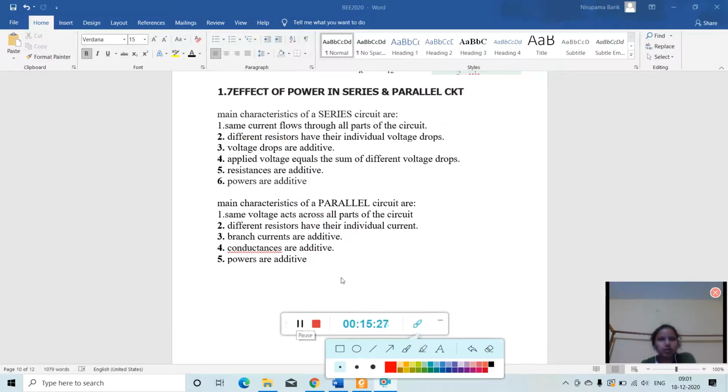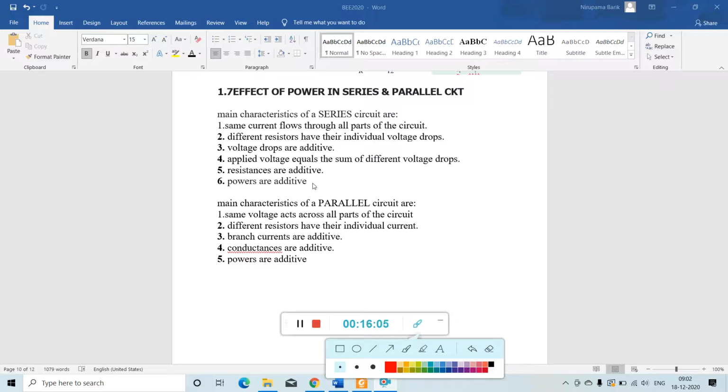The next part is the effect of power in series and parallel circuits. So some characteristics of series and parallel circuits I have listed here. See, what are the main characteristics of a series circuit? The same current flows through all parts of the circuit. In a series circuit, I already told you different resistors have their individual voltage drops. Voltage drops are additive, and the applied voltage equals the sum of the different voltage drops. Then resistances are additive and power is additive.